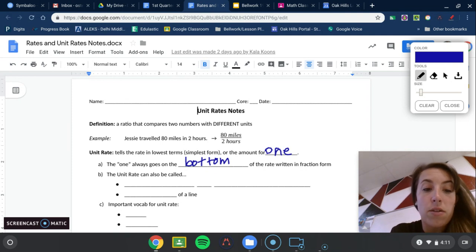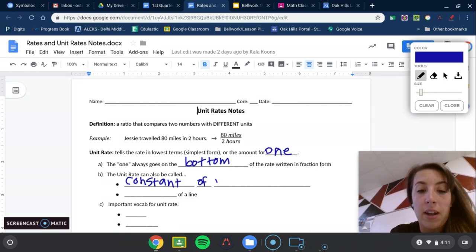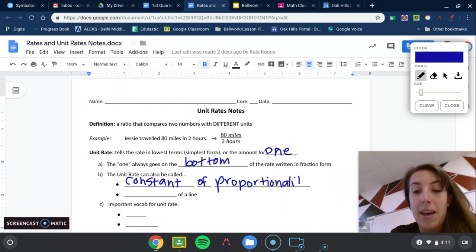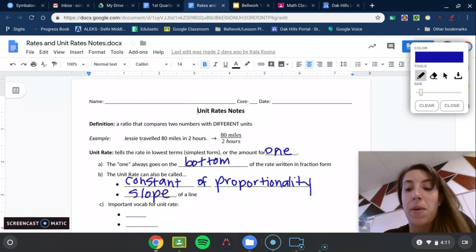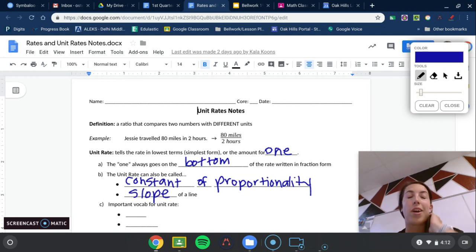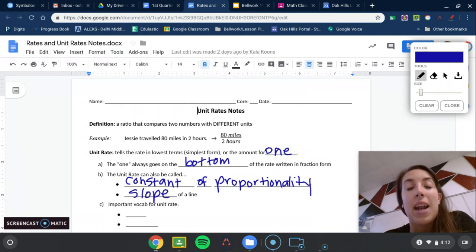Unit rates can also be called, which you'll find out later, the constant of proportionality. You guys will learn that in topic 2. And then in 8th grade, they call it slope. So both of these things will be identified in your future, and you guys will hear those terms again. I just want to make sure that you are aware of those terms.